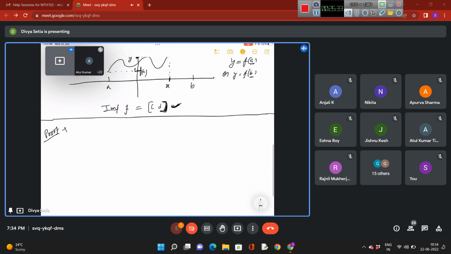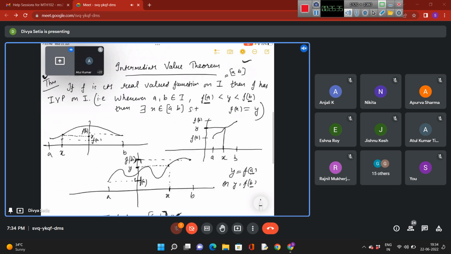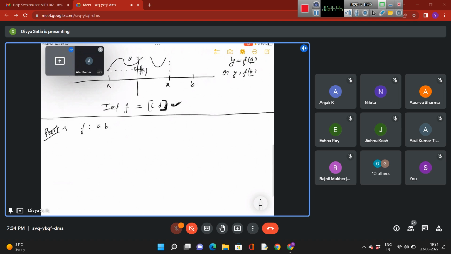Okay, so what you want to do here is prove that if you choose any point between f of a and f of b, it should have a pre-image. f is given to be a continuous function. f is a function from [a, b] to R, and you are given that y is lying from f of a to f of b.